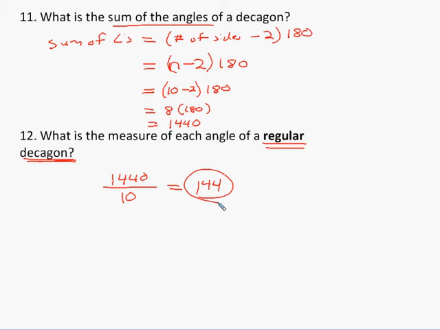So in the first one, make sure you know this formula. Once you get that answer, if you need to find the measure of each angle or one of the angles in a regular one of those shapes, you're just going to divide it by however many sides there are.